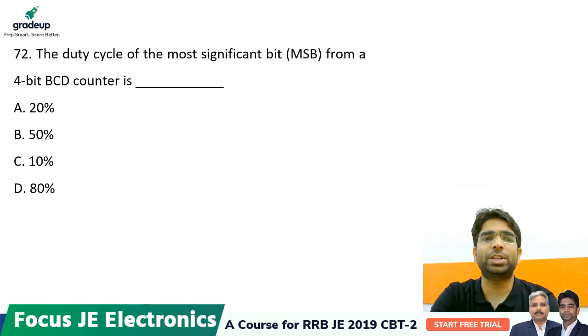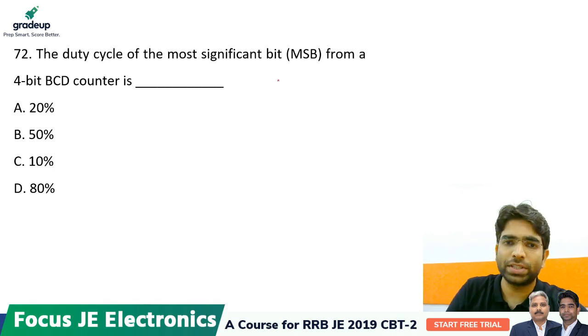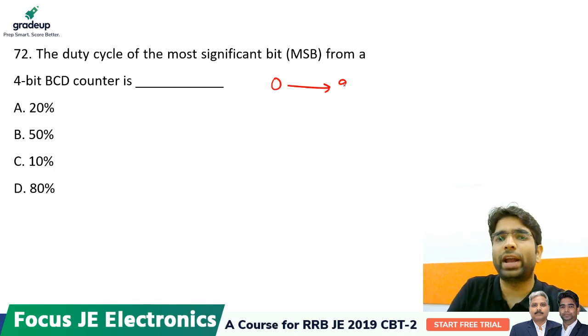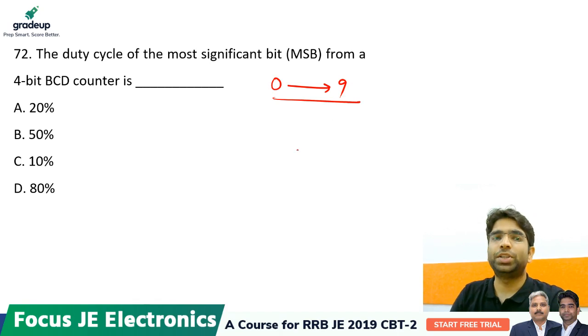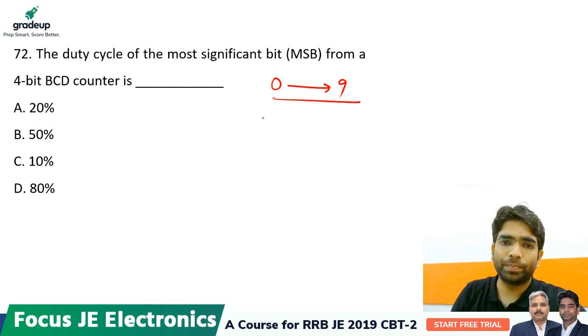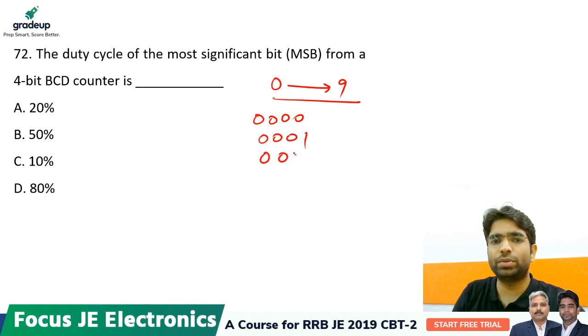The duty cycle of the MSB from an 8-bit BCD counter is, my dear friends, if you see the BCD counter, 0 to 9 is a valid BCD code. 0000, 0001, 0010, 0011, 0100.